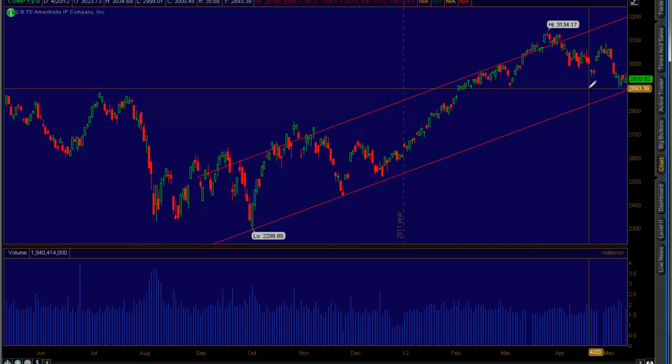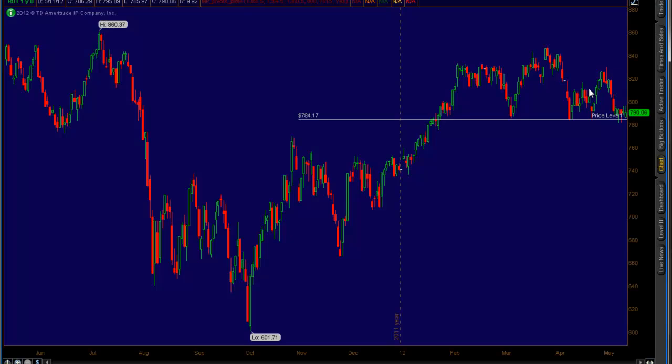We shall see. Russell, same thing. Similar to the Dow in that you had only an exploration of price lower here, but no real definitive lower low put in.